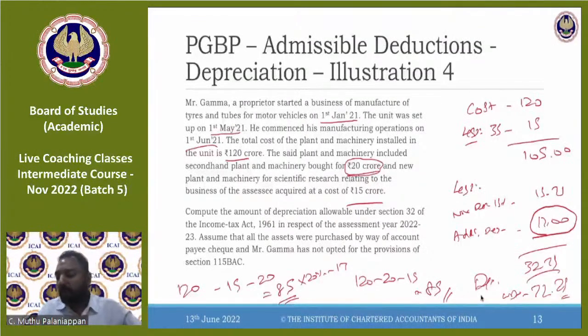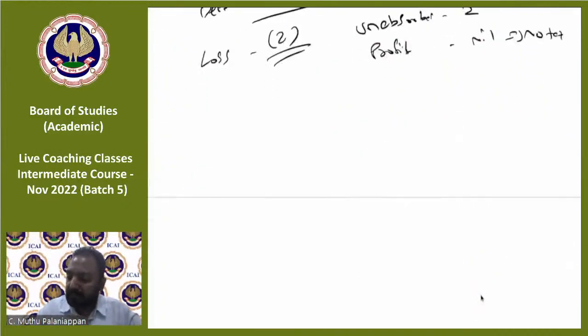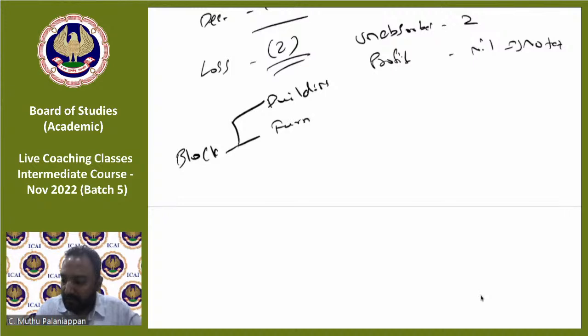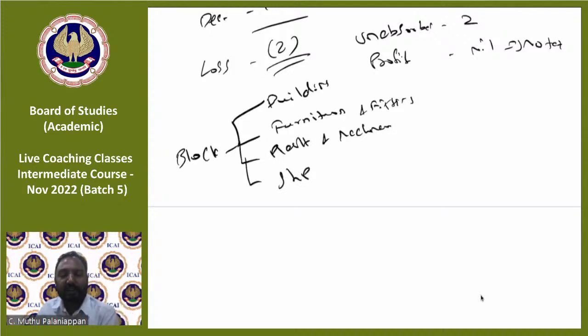Mansha asks, how to differentiate blocks? See, when it comes to block of assets, you have building. Okay, so building is one block. Furniture and fittings is a category, and then you have plant and machinery. And then another thing is ship. Ship is hardly tested in your question paper, so probably I would not have covered it in the yesterday rates. So these are the 4 things: building, furniture and fitting, plant and machinery, and ship.